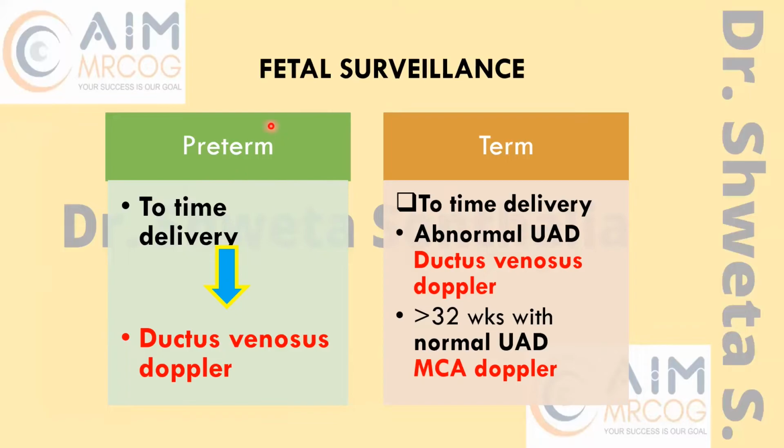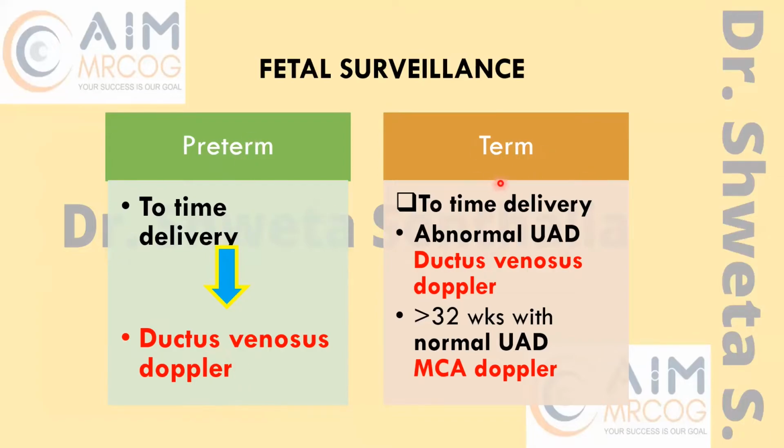To time the delivery in case of preterm and term, this is their favorite question. This is the most important slide because this is the favorite question, how you will time the delivery. Because all this monitoring you are doing to time the delivery at the right time. So to time the delivery in preterm, always you have to choose ductus venosus Doppler. Never ever choose BPP for the preterm. Never ever choose alone AFI, alone CTG, never. So always and always you will choose ductus venosus Doppler to time the delivery in case of preterm.